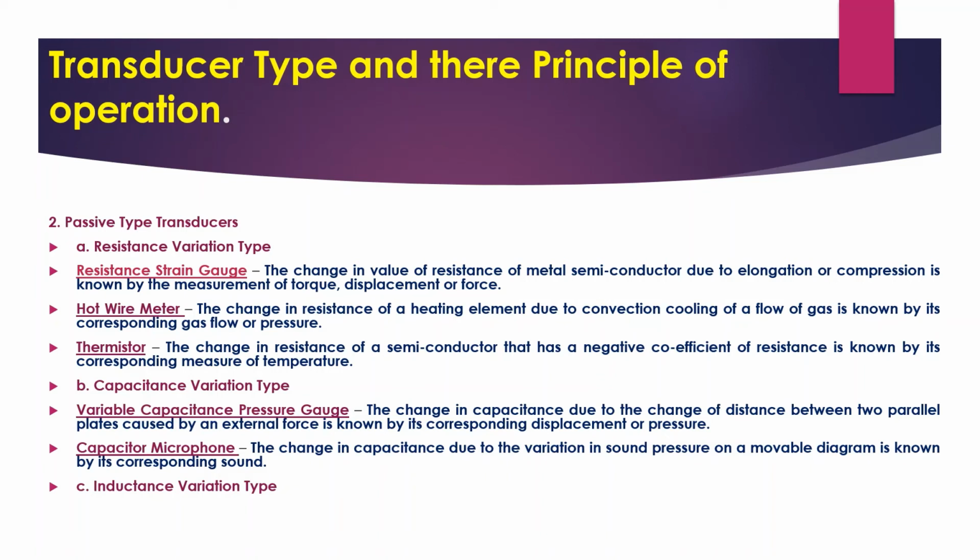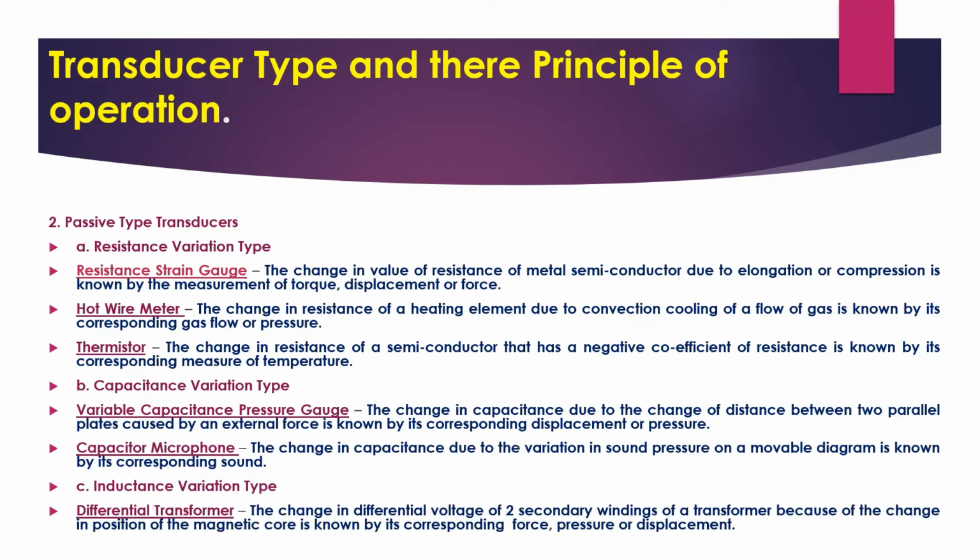And the last one in the types of passive transducer is inductance variation. The example of inductance variation type is the differential transformer, the linear variable differential transformer. The change in differential voltage of the two secondary windings of a transformer, because of the change in position of the magnetic core, is measured by its corresponding force, pressure or displacement. In this session itself, I will take the example of the inductance variation type, which is nothing but LVDT, linear variable differential transformer, so you will understand in a much better way.